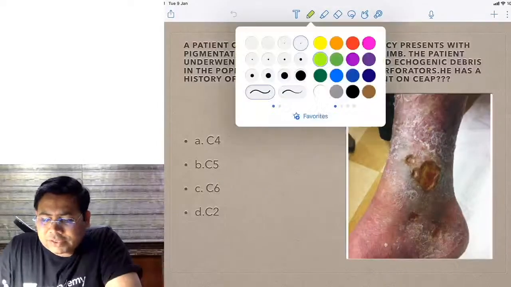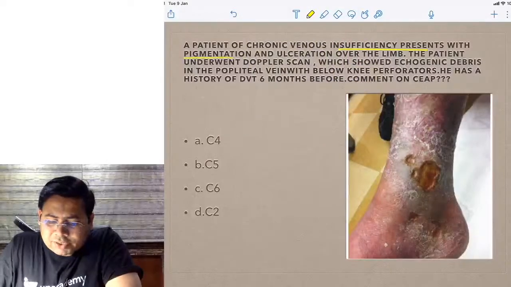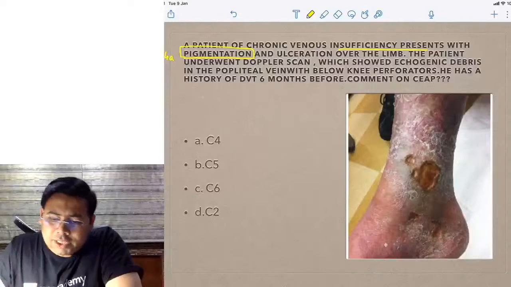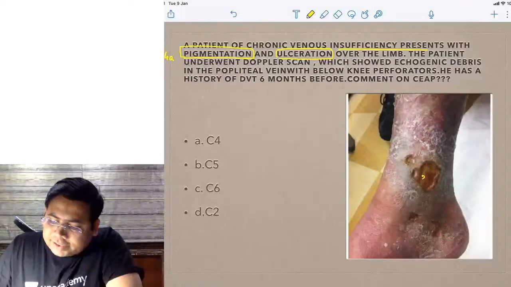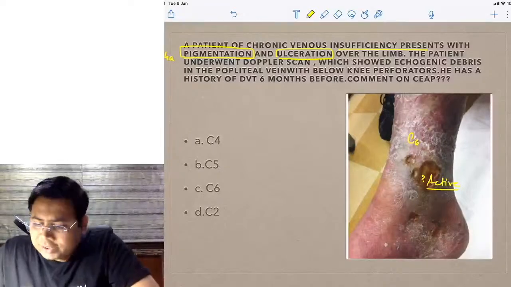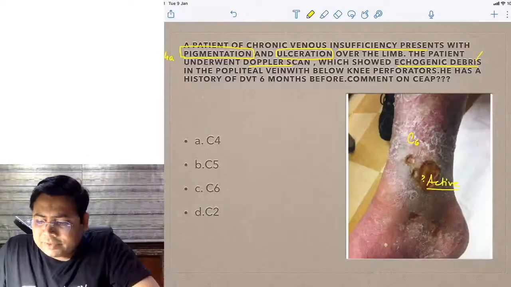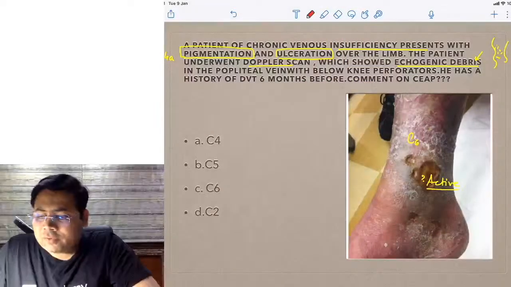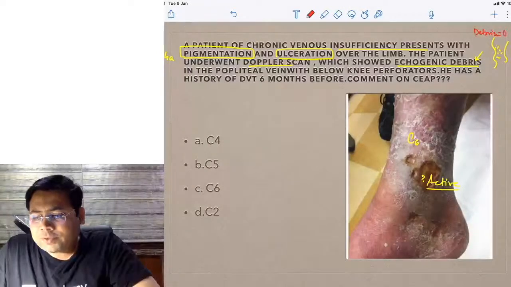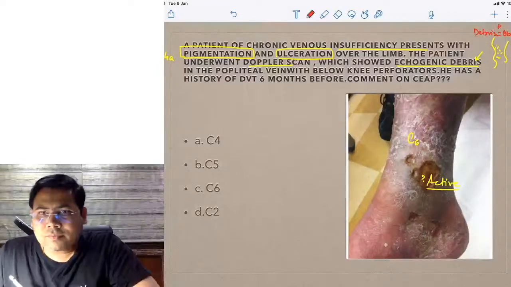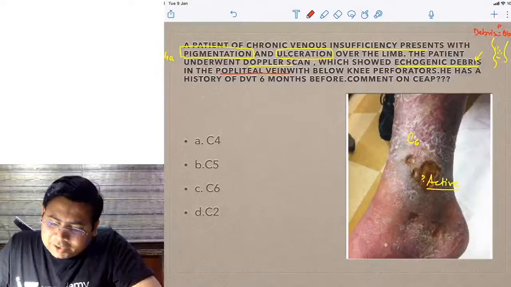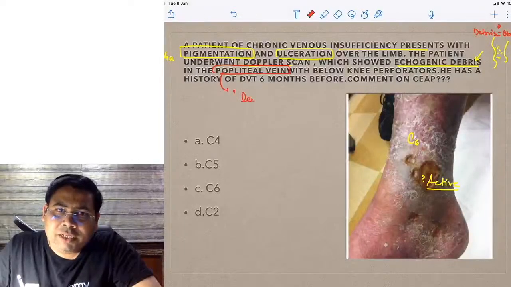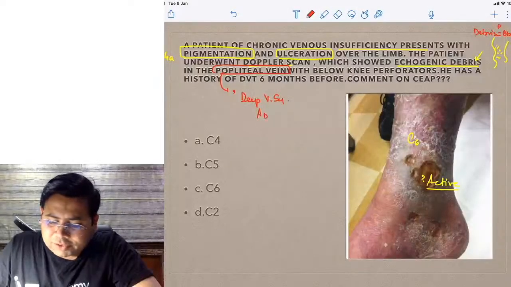A patient of chronic venous insufficiency presents with pigmentation. Since there is pigmentation, students, it will be what? C4A. Agreed or no? There will be ulceration. And ulceration, this is an active ulcer, so it will be C6. The patient underwent a Doppler scan which showed echogenic debris. Students, debris inside a vessel will be reducing the flow rate, and therefore this debris is going to cause obstruction. Are you getting this? PO, obstruction, which also showed the debris in the popliteal vein. Popliteal vein is a part of the deep venous system. So anatomy is deep.